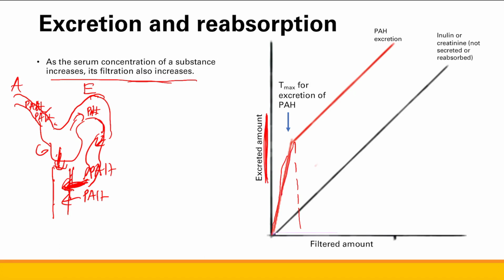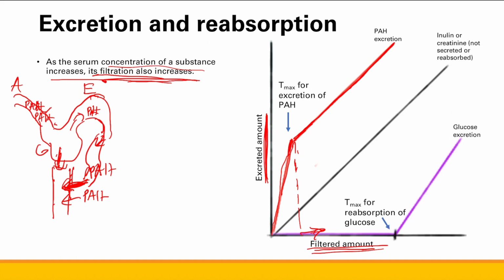However, my point here is that we have transporters, and eventually you're going to overload them. When your filtered amount is too high as you go to the right, your transporters are going to be working at maximum already. So they're not going to transport any more, and your PAH excretion is still going to increase because you have more filtered amount. And we just said that if you have a higher concentration, you're going to filter more. So you filter more, but it's not going to be as steep because you're not able to excrete any more.